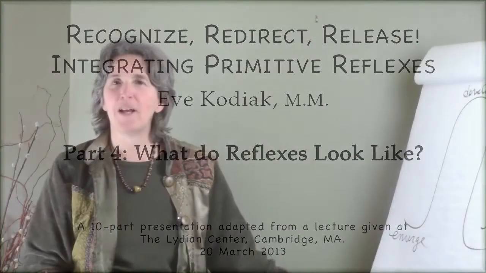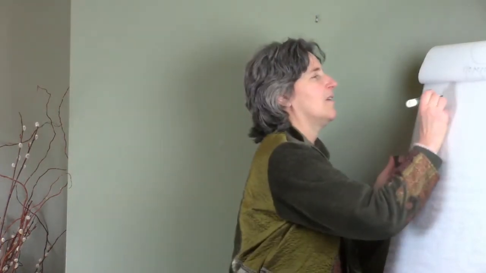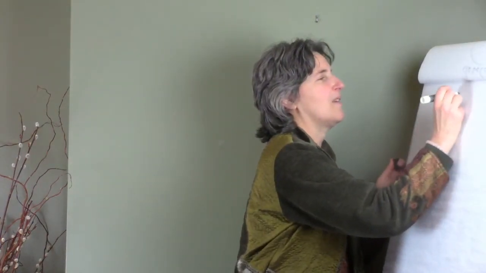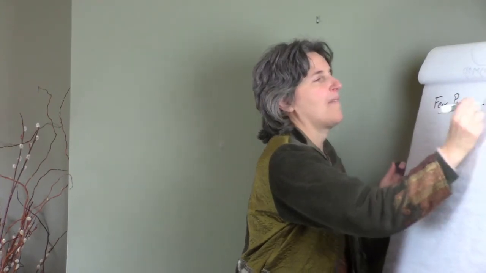So we're going to go through about a half dozen reflexes and see what they look like, getting to the question of the kindergarten teacher. So what do these things look like? We're going to start with fear paralysis, which is the freeze response. We've already talked about that. And what this looks like is, I'm scared.